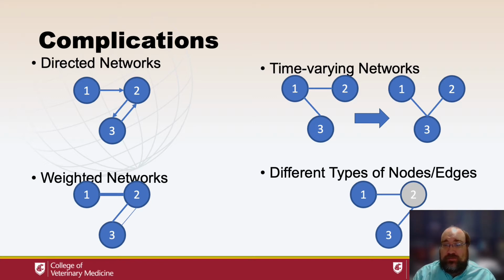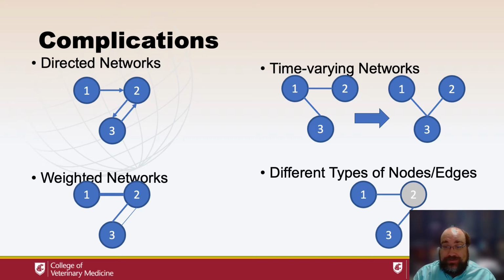You can also think about these things as things like time and contact. So if we think about this weighted network as, for example, individuals 1 and 2 live with each other, and individuals 2 and 3 only interacted for an hour, there's much more weight behind that connection between individual 1 and 2. Finally, we can think about different types of nodes and edges.